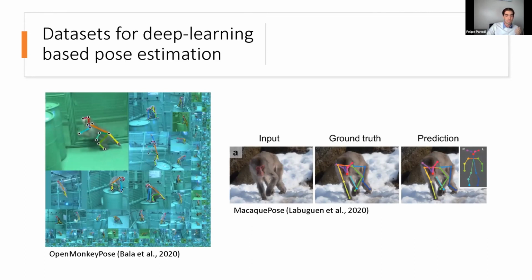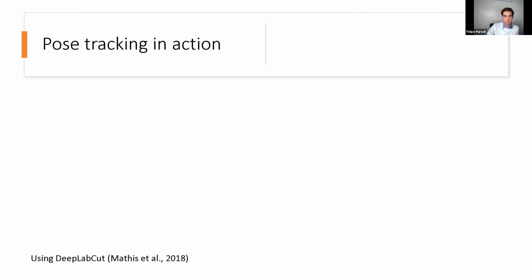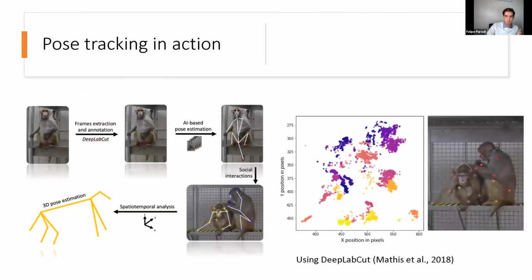Okay, so how exactly do we track poses? Well, a typical framework tends to involve recording some video, extracting frames to label features of interest, and training a network to detect these features. We then apply a connected skeleton and use this model to analyze new and diverse interactions. And down the road, we can conduct further analyses to look at three-dimensional pose estimation.